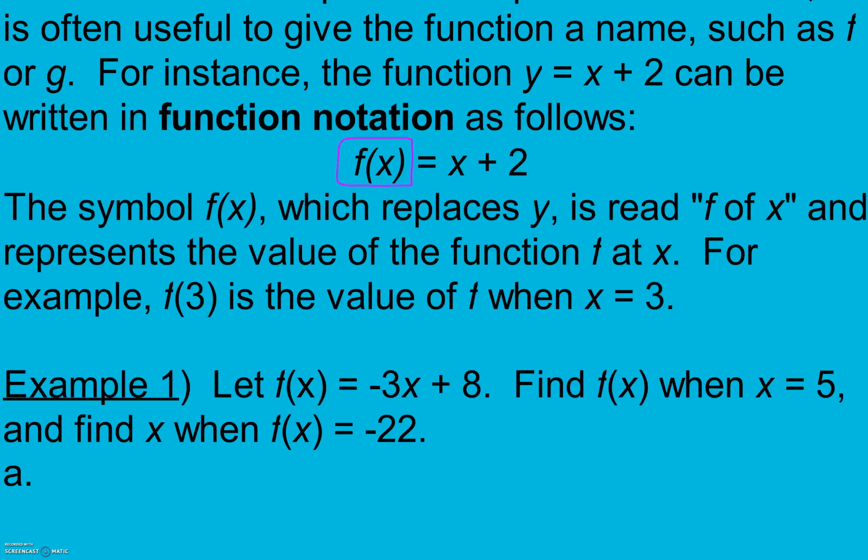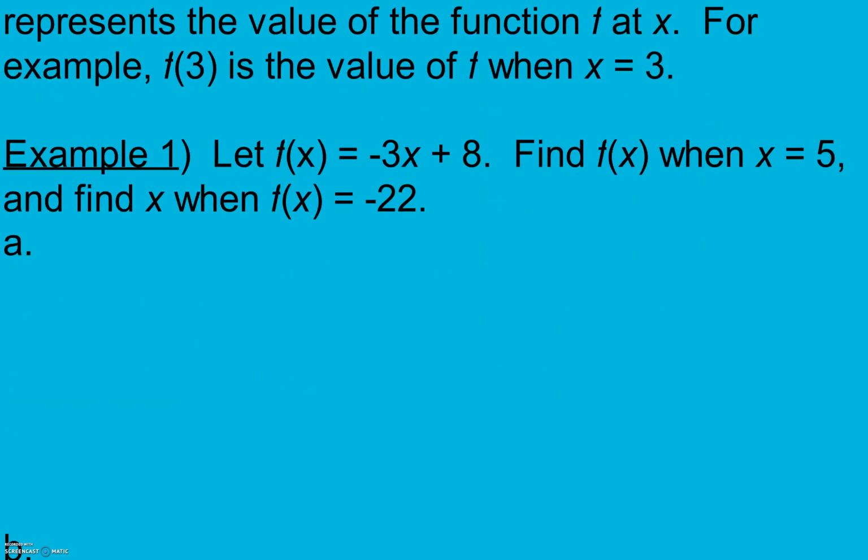So in example 1, we're going to find a couple values using our original f of x. Okay, so f of x equals negative 3x plus 8. Remember that f of x is the same thing as y. It's just a different notation. It's a different label. So it doesn't mean multiplication there. It's just another way of labeling it. And we're going to find f of x when x is 5. And then we're going to find x when f of x equals negative 22.